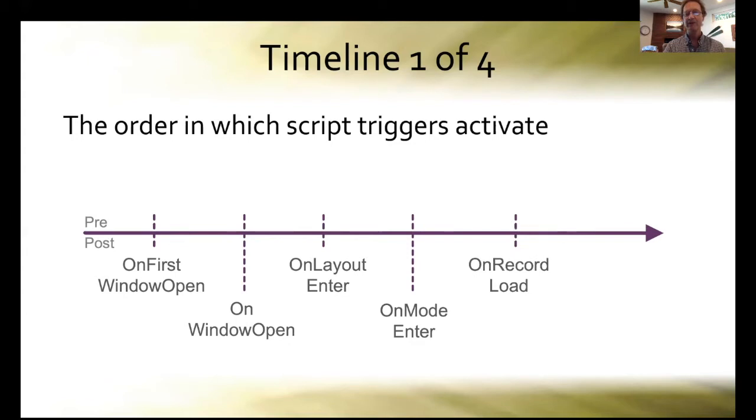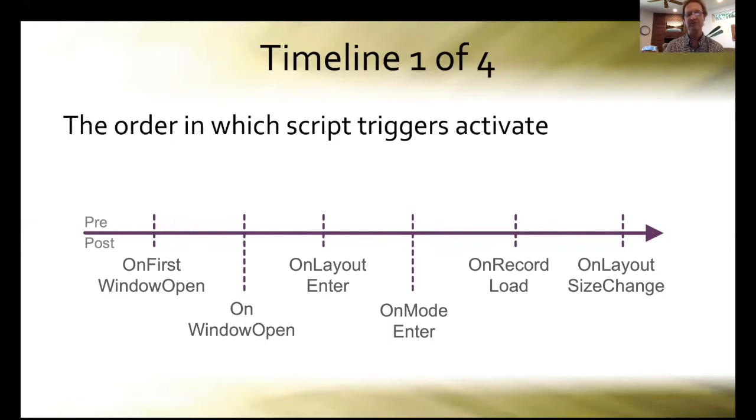Then on record load, there's probably a record in the table of the layout that you've been taken to, unless there are 0 records in that table, in which case a record wouldn't load, but normally a record would load. And then lastly, on layout size change, where the size of the layout, the physical pixel dimensions on screen, would be set or determined. These 6 script triggers are going to fire in rapid succession whenever a user first opens up a database.